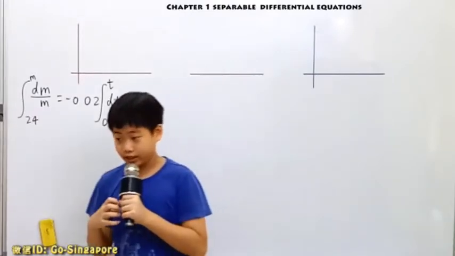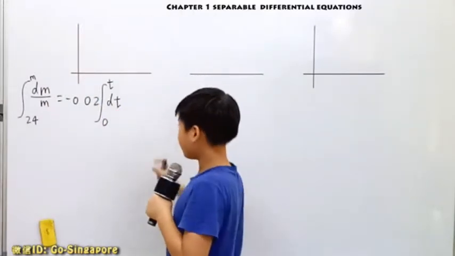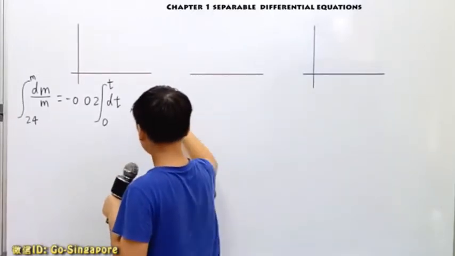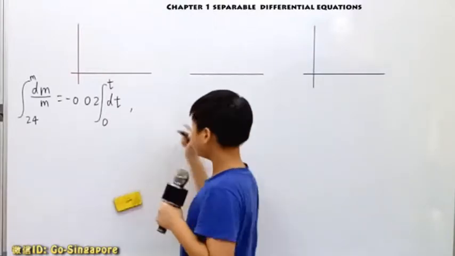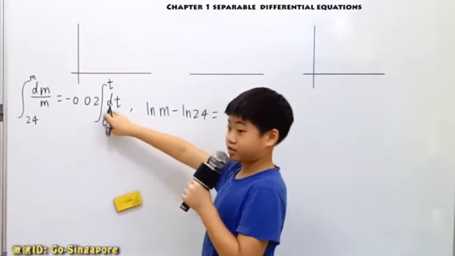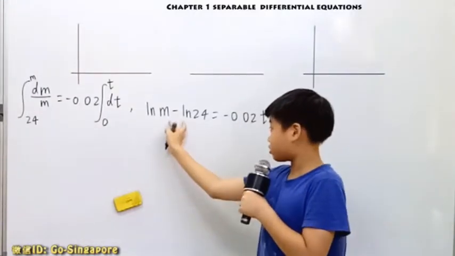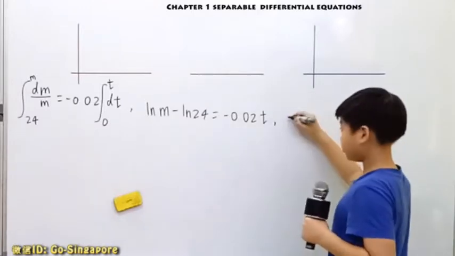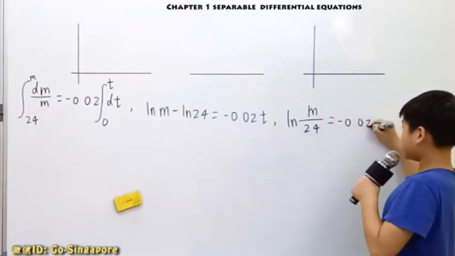Well, this is decreasing. If it were increasing, remember, m would be smaller than 24. Increasing is the other way around. So remember, integrating one over m gives ln. Ln is the natural logarithm. After that, the right side is just t, so it's negative 0.02t. And remember, ln something minus ln something is ln of this divided by that.